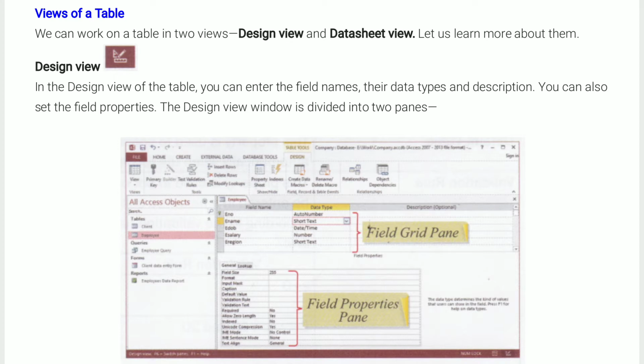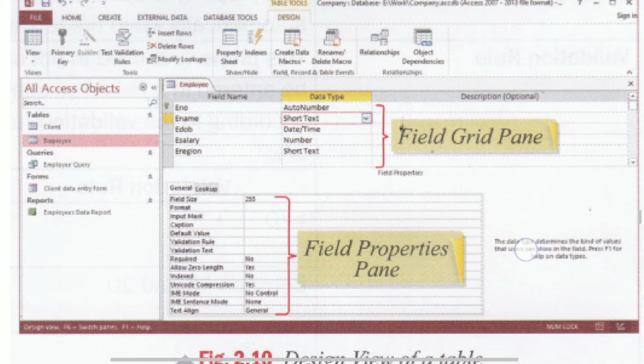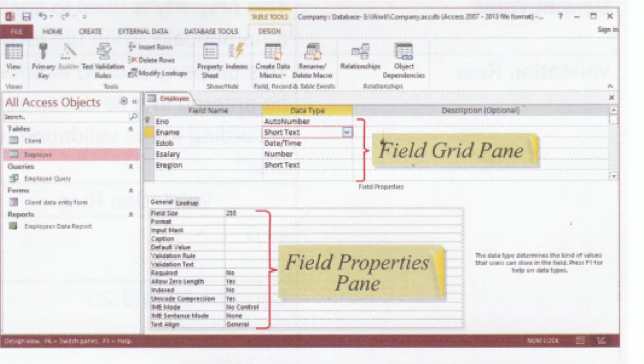Let's understand both these types of views one by one in detail. First of all, let's understand about design view. As you can see on the screen, this window represents the design view. In this window, a table is being created using the design view. In the design view, it offers a more comprehensive approach to create a table.